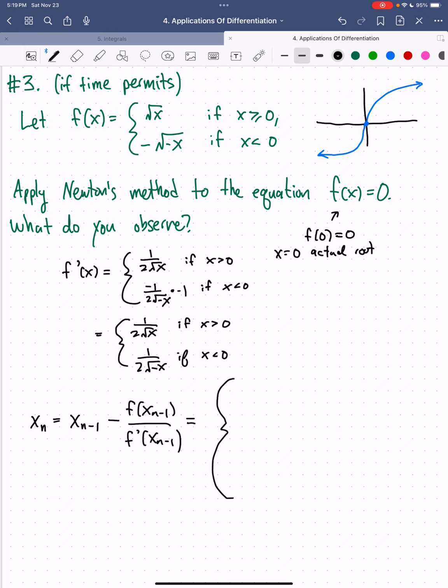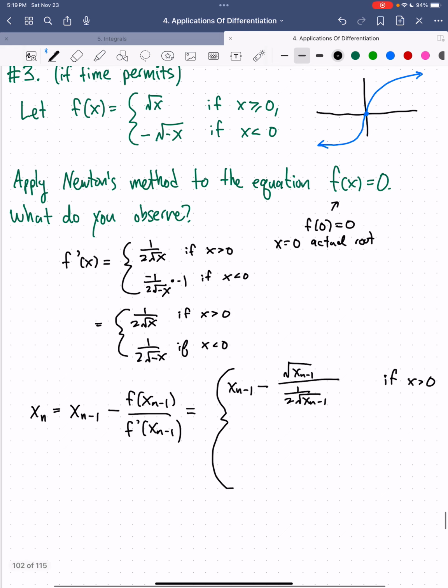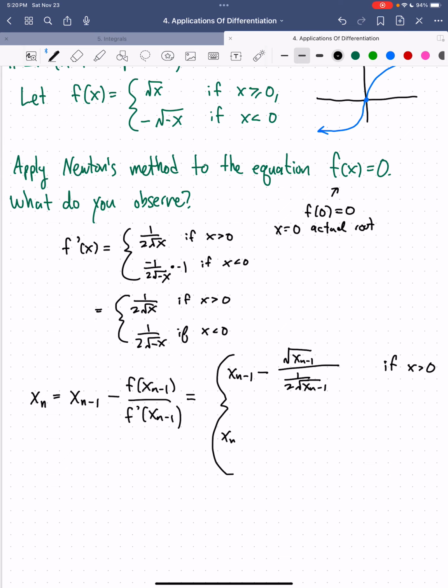Let's break up into two cases. So we know that's just going to be xn minus 1 minus root xn minus 1 over 1 over 2 root xn minus 1 if xn minus 1 is positive based on this, and then it's xn minus 1 minus negative root of negative xn minus 1, over the other derivative. Oh, sorry, I wrote x positive, I mean xn minus 1. If you want, you could just do this by breaking it up into two cases, but I'm kind of just handling both at the same time. And I'll show you what we end up getting.